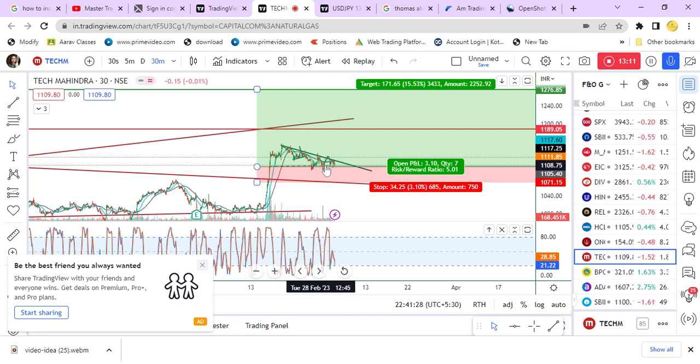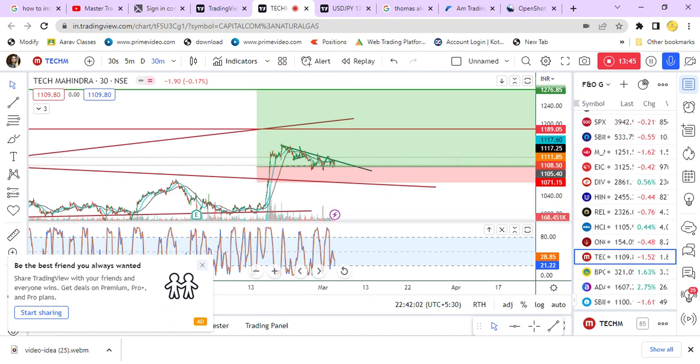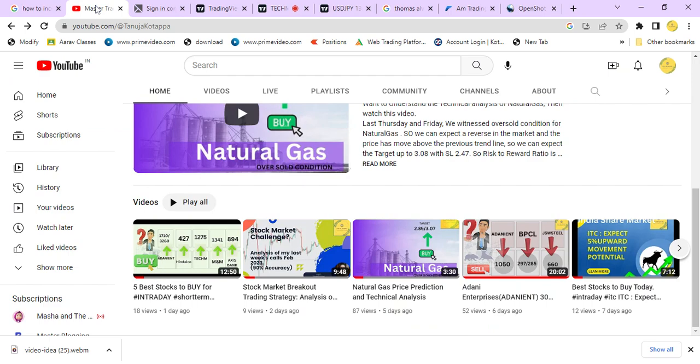And here also you can see a triangle wedge it has created, right? Symmetrical triangle. What triangle is it? Yeah, tell me. Descending. So it can progress either side, either upward or downward. So Tech Mahindra, still we are on a call, and next is M&M.